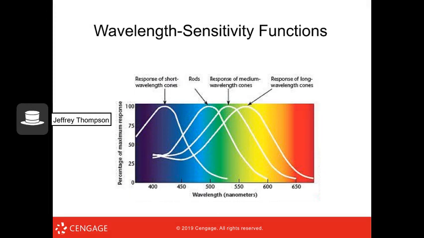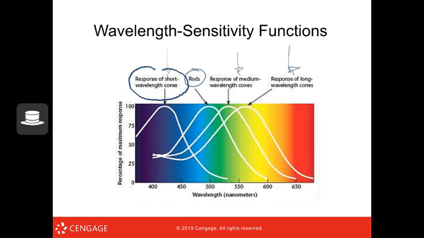So here we can see the sensitivity of different types of cones, with our shorts over here, medium, long, and then also our rods, right? So if you have something closer to violet, then these short wavelength cones are going to be more responsive, even though they'll still respond a little bit to blue. But if there's red at all, they're not going to be responding at all because that's way outside of their sensitive area.